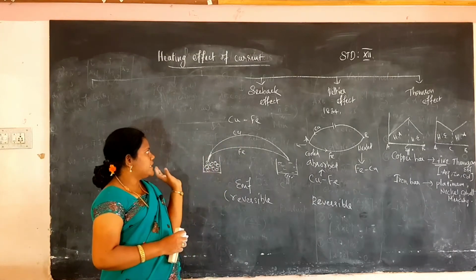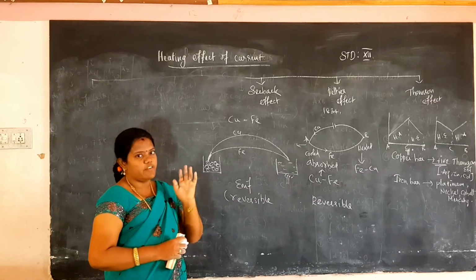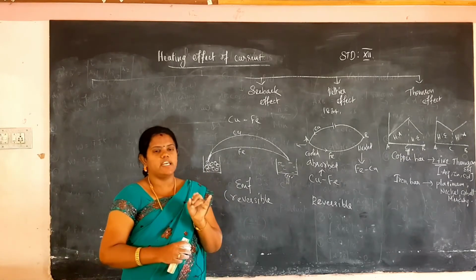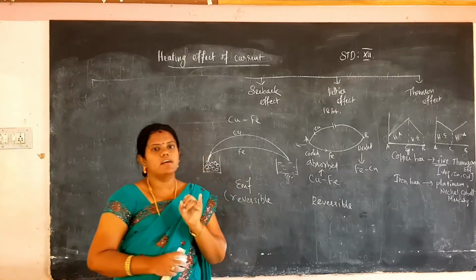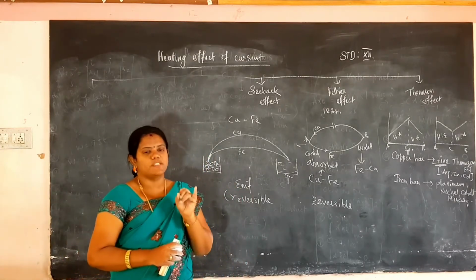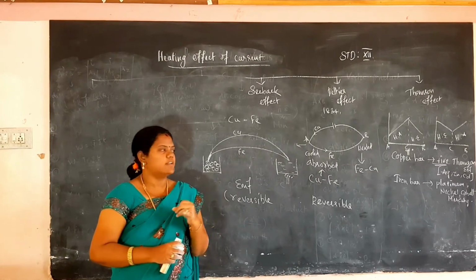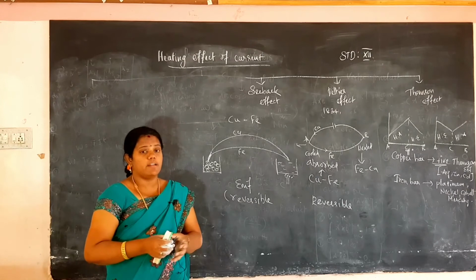First, I already explained what is the heating effect of current, what is Joule's law. We apply current on the circuit, the resistors drop some voltage, and that voltage is converted to heat energy. This is the heating effect of current. Second, Joule's law. How do we calculate the heating effect of current?